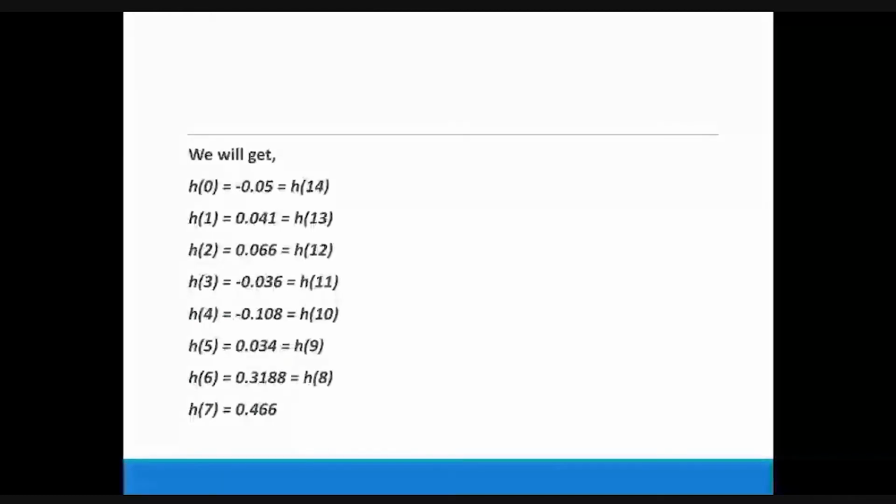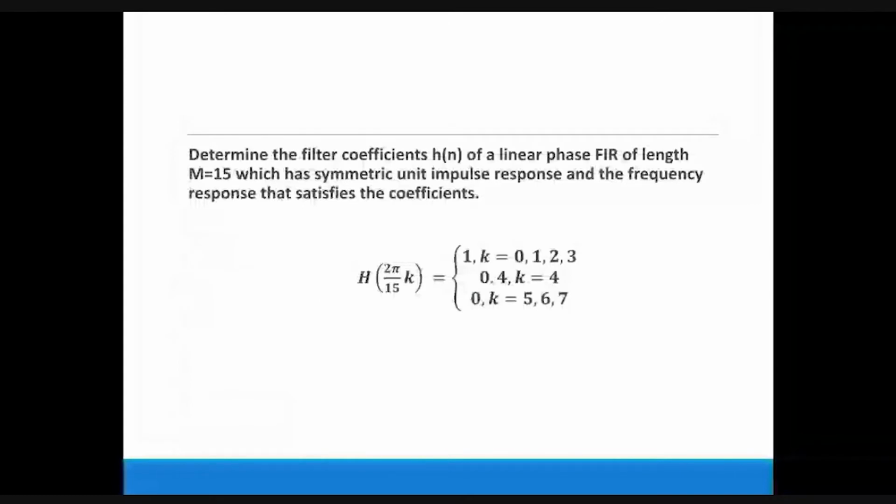Okay, all of you, now note down the next example. Determine the filter coefficients h of n of a linear phase FIR of length M equal to 15, which is symmetric unit impulse response, and the frequency response that satisfies the condition H(2 pi k by 15) is equal to 1 for the values of k from 0 to 3, 0.4 for k equal to 4, and 0 for the values of k from 5 to 7. Okay, please note down this example and try to solve using these equations.